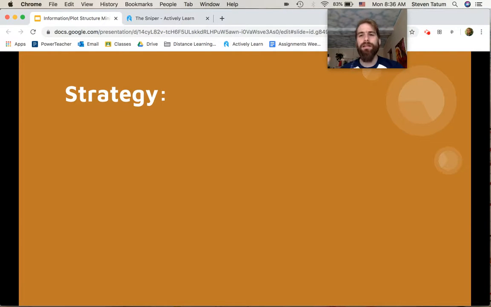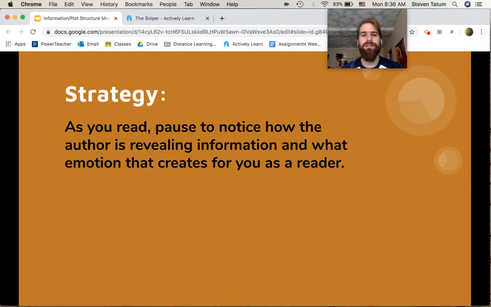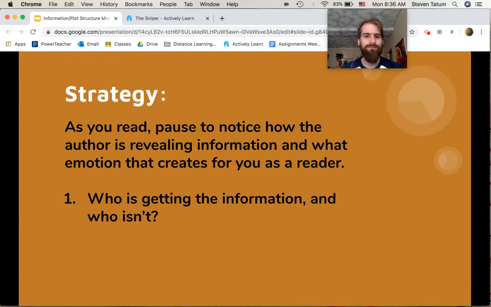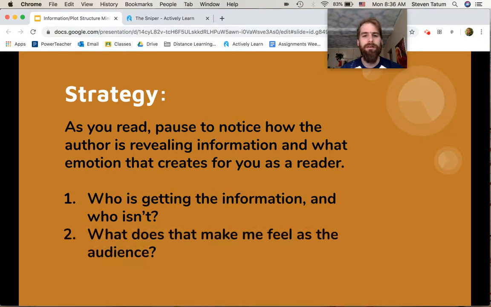So as you're reading, the strategy for analyzing this aspect of text structure is to just ask yourself how the author is revealing information and who knows what. Who's getting the information and who isn't? Are we missing something? Is the character missing something? Are we in the same boat as them? And what does that make us feel as the audience?